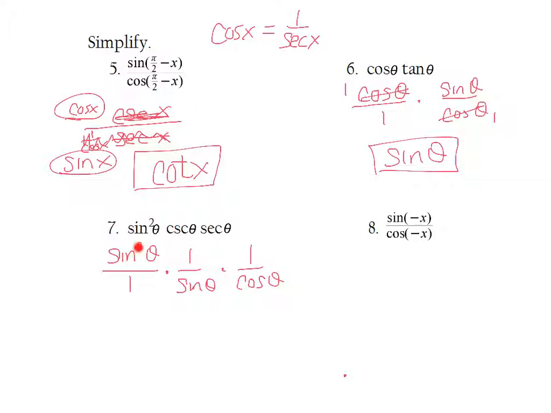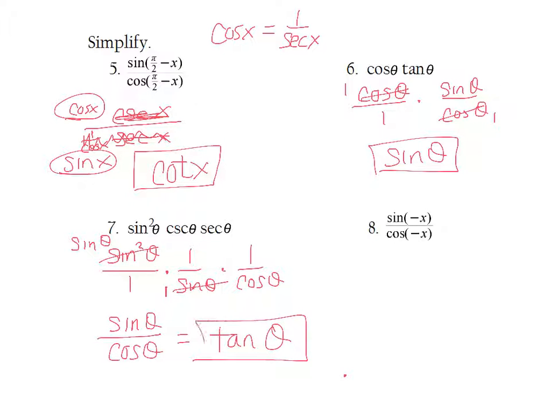This particular sine value is squared, but it's kind of like seeing an x squared and an x. You can still reduce it. You would just still have one sitting up on top. Same deal. I can reduce these. That's going to go away, and this is just going to become a sine theta instead of a sine squared theta. And then it looks like I have left sine theta over cosine theta, which is a quotient identity. Sine over cosine is tangent of theta.